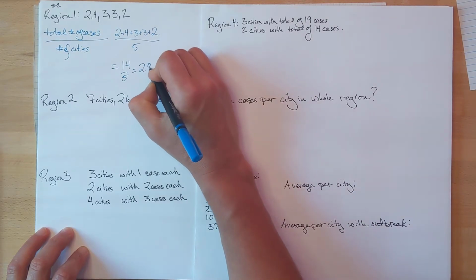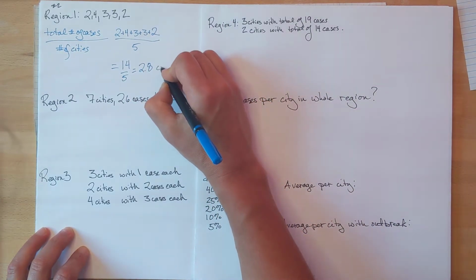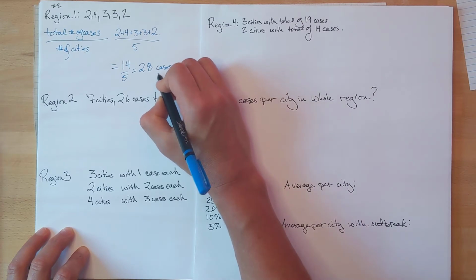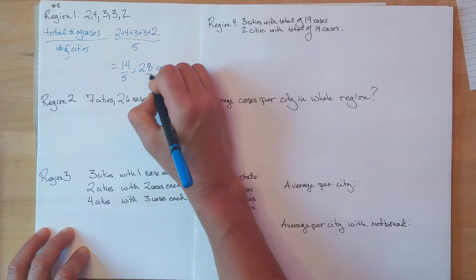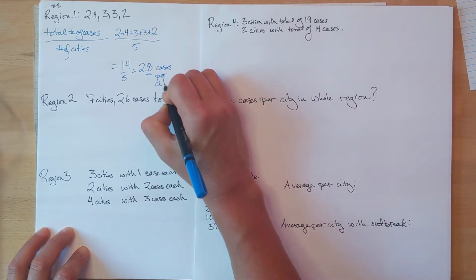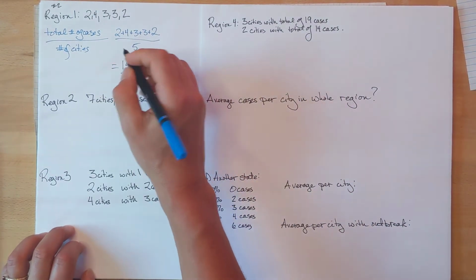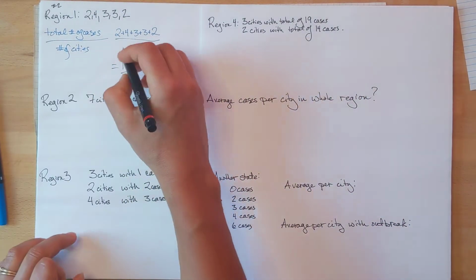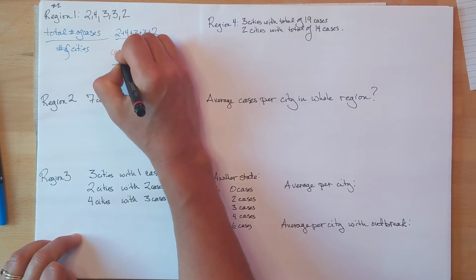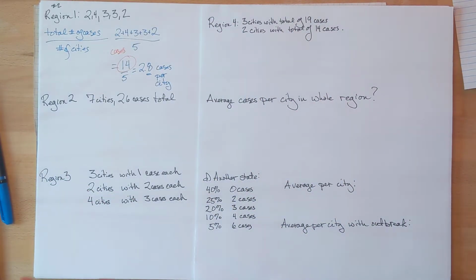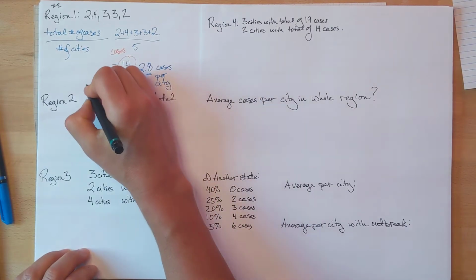And I should leave that as a decimal, 2.8. Nobody expects an average to talk about actual real cases, so this 0.8 is not a problem. You can leave it that way. So 2.8 cases per city, 14 cases, and 5 cities. I want to actually label those because that's going to be useful to know later on.